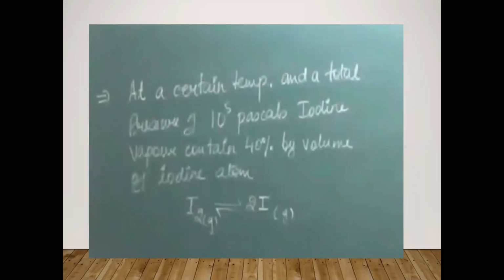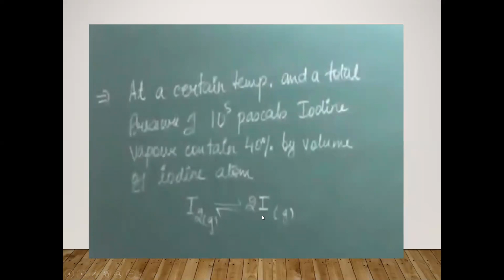At a certain temperature and a total pressure of 10 to the power 5 pascals, iodine vapor contained 40% by volume of iodine atoms. And this is the reaction which is given to us. Calculate Kp for the equilibrium. We have to calculate the equilibrium constant in terms of pressure for this reaction. So first of all, we will see the reaction. Here we have iodine gas and it is decomposing into iodine atoms.